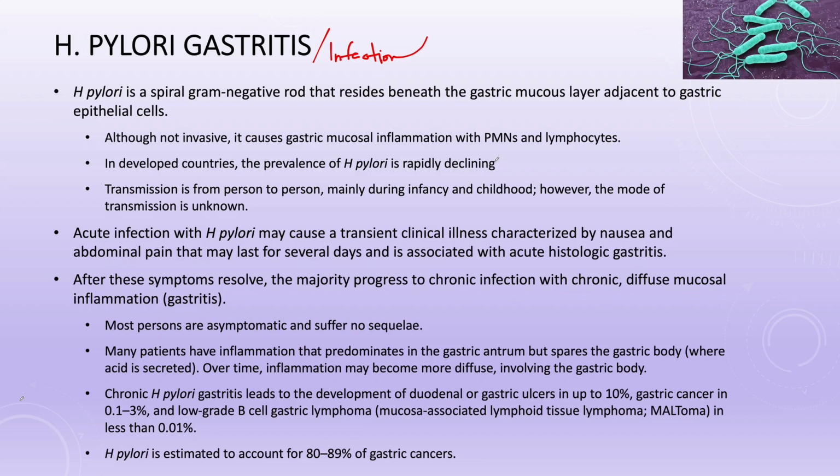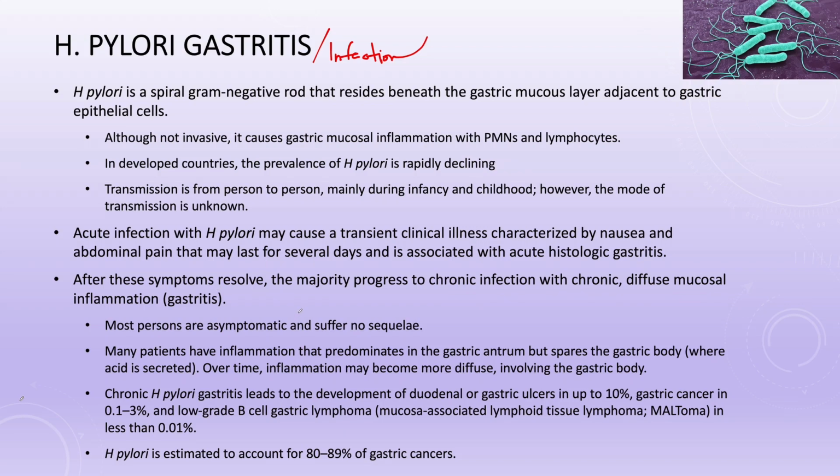And we tend to see it with kids between infancy and childhood, where they pass it from one to another. So it can essentially be contagious. But with acute H. pylori, you get this transient illness with nausea and abdominal pain that lasts for a few days, and it progresses onto this more chronic problem. It can be completely asymptomatic. People don't even know that they have H. pylori. Or you can get diffuse gastritis or even peptic ulcers that can develop from it.